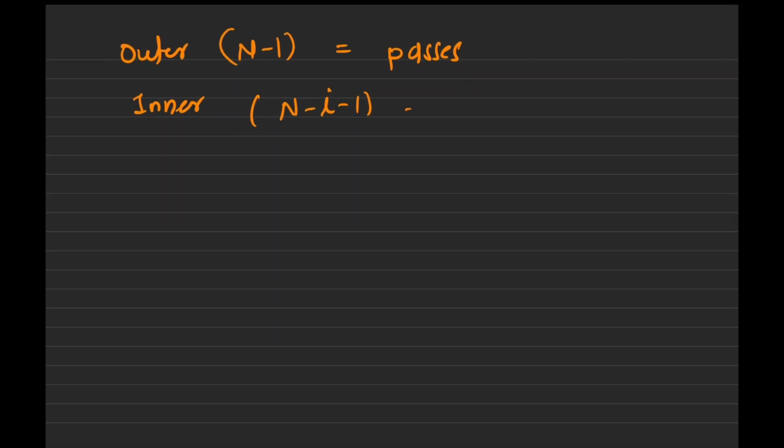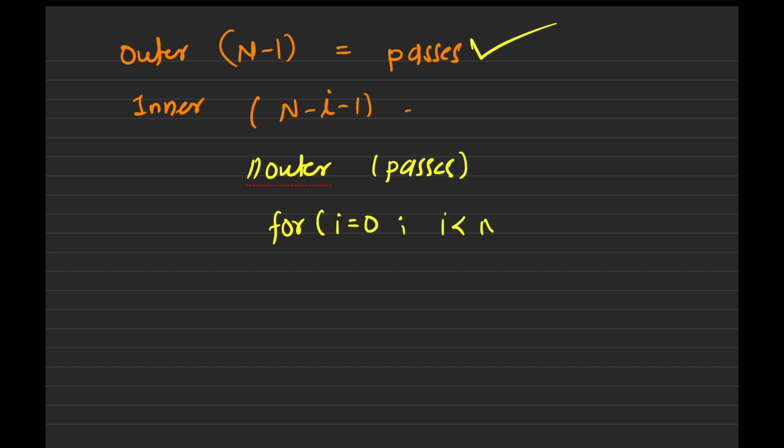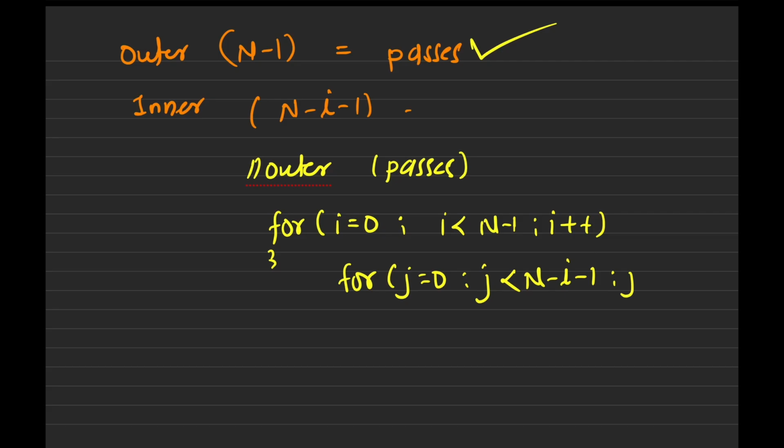So how exactly will the pseudocode of this algorithm look? This is the outer loop to get the passes, and what we discussed, how many passes do we require? n minus 1 passes. So simply run a loop from i equals 0, i less than n minus 1, i plus plus, and then the inner loop will go from j equals 0, j less than n minus i minus 1, j plus plus.